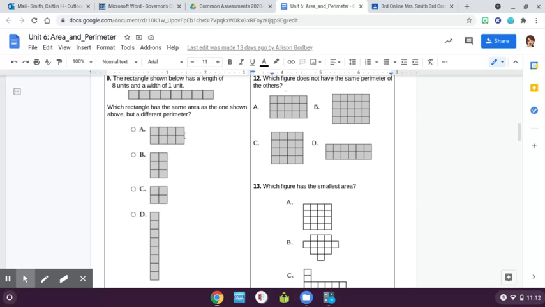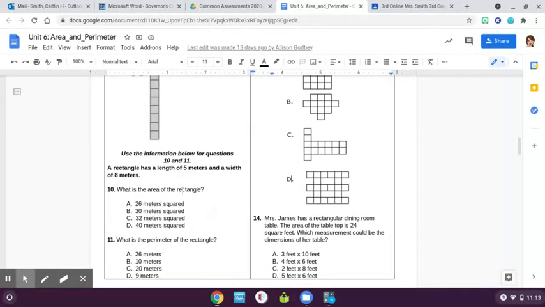Well, this one is 4 plus 4, so it has 8. This one is 3 plus 3, which is 6. 2 plus 2 is 4. Or 1, 2, 3, 4, 5, 6, 7, 8. Okay, so this one and this one are exactly the same, except this one is turned, so it's going to have the same perimeter. These two don't have the same area. So I'm going to have to check A and see if A has the same area, which it does, but a different perimeter. So you're going to need to count around the edges to see if it has a different perimeter. If it does, it's your answer.